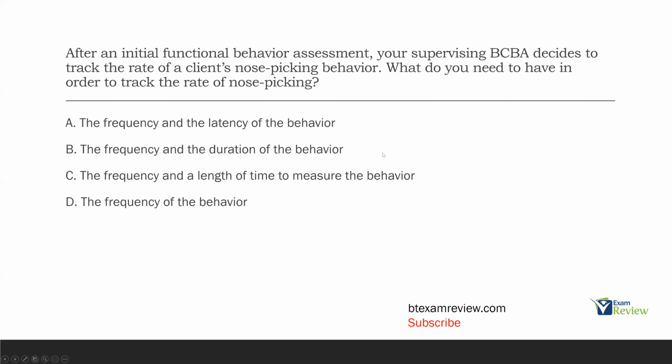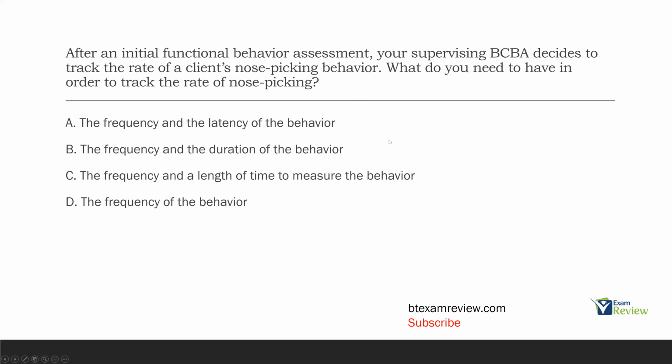After an initial functional behavior assessment, your supervising BCBA decides to track the rate of a client's nose-picking behavior. What do you need to have in order to track the rate of nose-picking? This is a simple definition question, kind of disguised as an application question. The behavior doesn't really matter here. We need to figure out what we need to have to track rate.